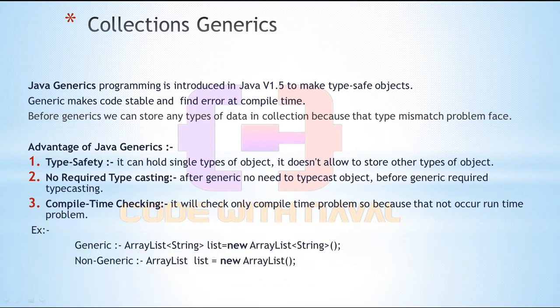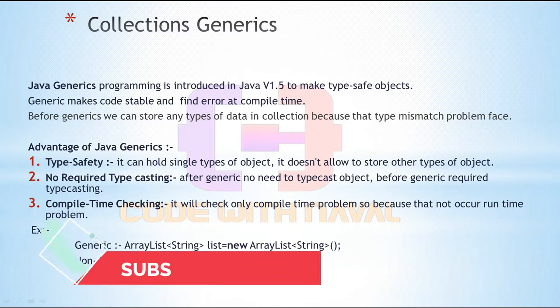Java generic programming was introduced in Java 1.5 to make type-safe objects. Generics make code stable and find errors at compile time only. Before generics, we could store any type of data in a collection, so we faced type mismatch problems most of the time at runtime. If we put our code in production and face a runtime problem, that's not good. A compile time error is always better than a runtime error. After Java 1.5, we can define generic programs and make our collection type safe.